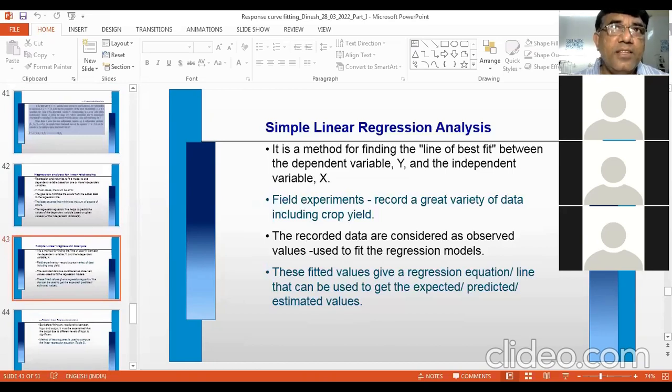Simple linear regression analysis means one independent variable and only one dependent variable. It is a method of finding the line of best fit between the dependent variable y and the independent variable x. As I already told you, field experiments are conducted and you can record a variety of data including yield. So you can have fertilizer and then yield data. The recorded data are considered as observed values used to fit the regression models or regression equations. These fitted values give a regression equation line that can be used to calculate the expected value, predicted value, or estimated values.